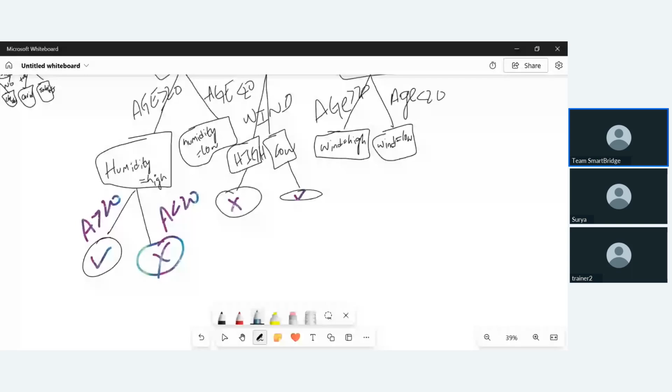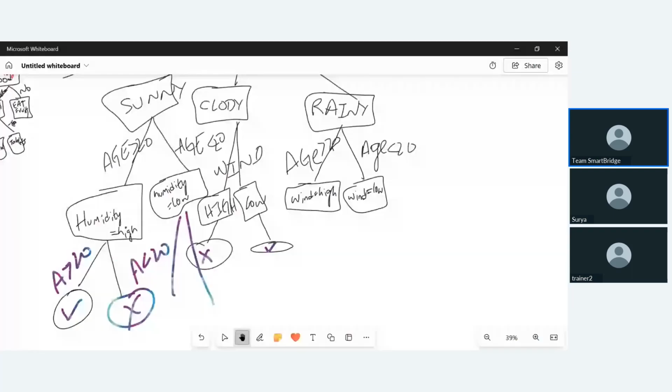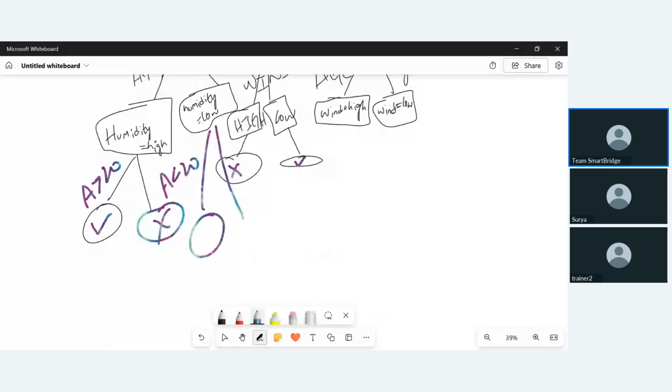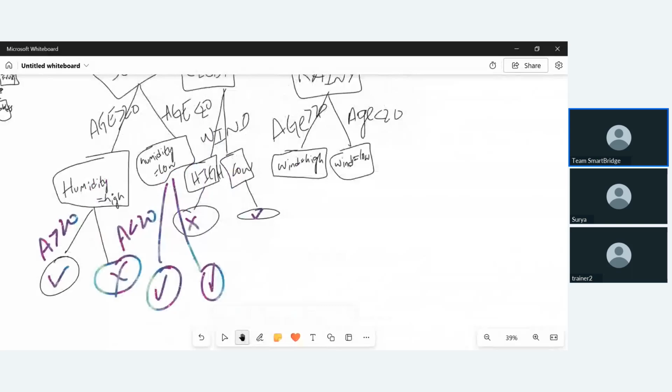Coming to this thing where the humidity is low. Now, when the humidity is low, whether my age is less or more, I will tend to play. Okay, when there is no humidity, it is favorable for everyone, right? So if there is no humidity, I want to play whether there is humidity or not.